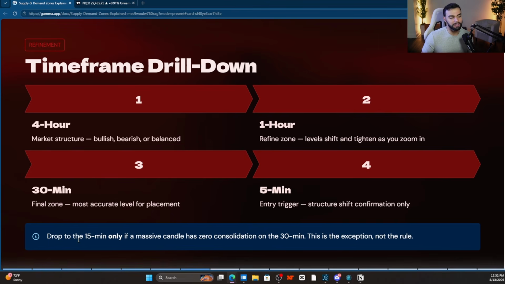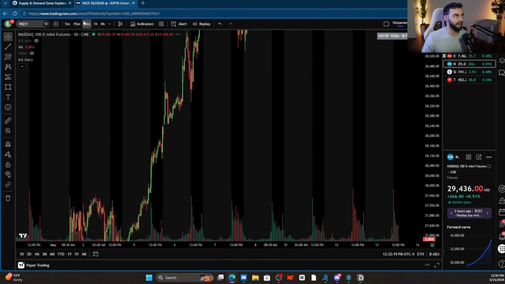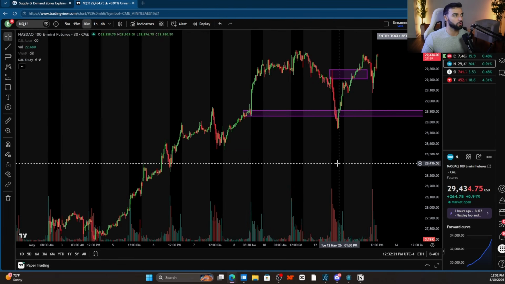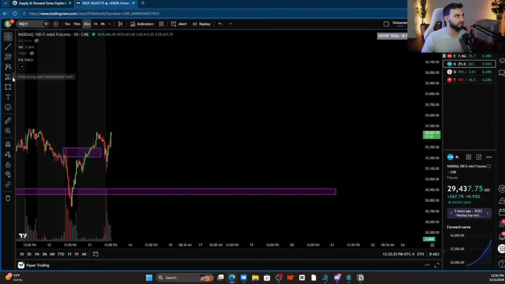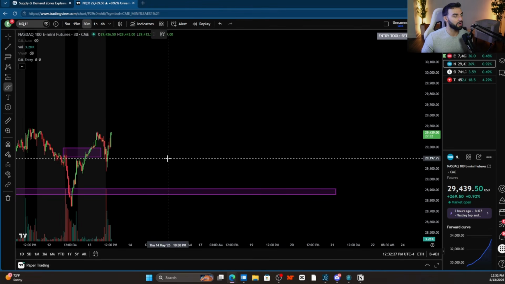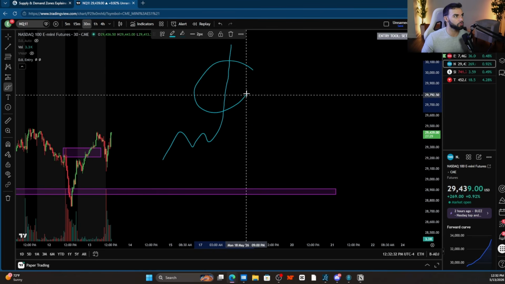Now, sometimes I drop to the 15-minute time frame. So if we see like a massive move on the 30-minute, there's no zone in between. So no good example, but sometimes we'll see this, right? I'll just draw it up for you guys. On the 30-minute time frame, we'll see a big move up with no zone in between.